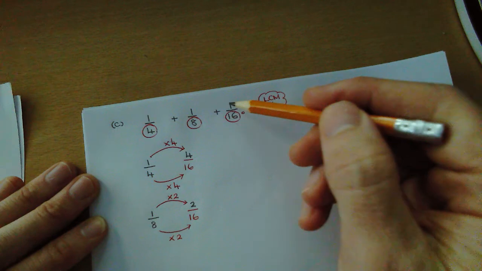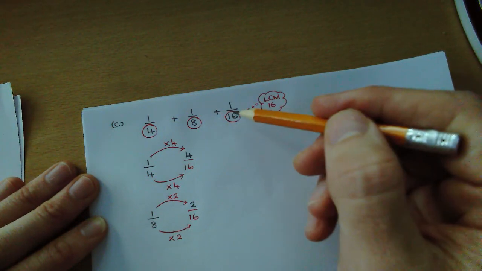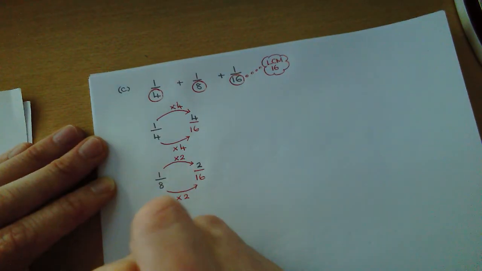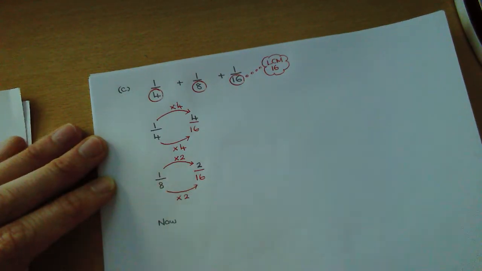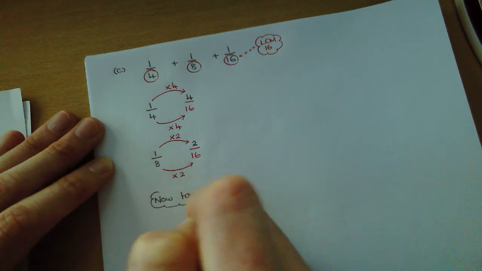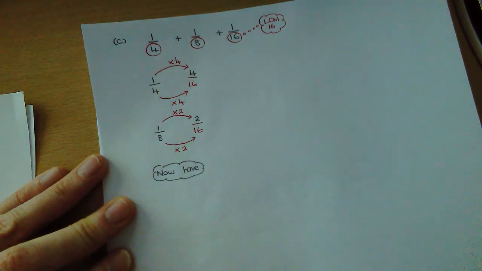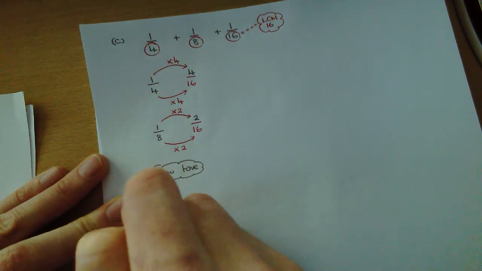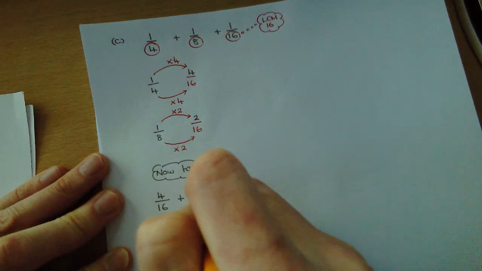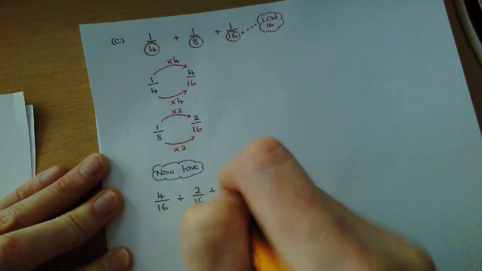Now, the good news is that 1/16, the denominator already is 16, so we don't need to do anything to the last fraction. So now we're going to add all the fractions that have the same denominator. So we now have instead of 1/4, 4 over 16. Then we're adding, instead of 1/8, we're adding on 2 over 16. And then we're adding on the 1 over 16.